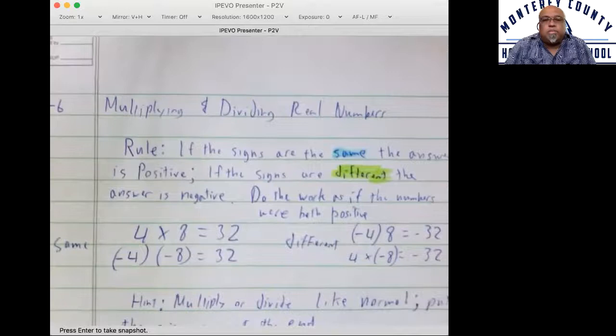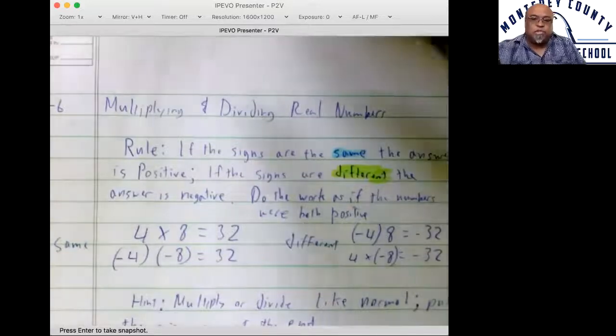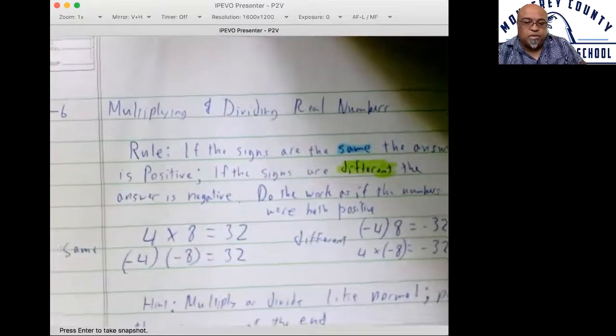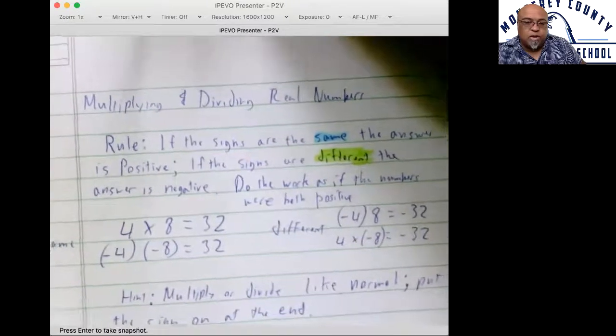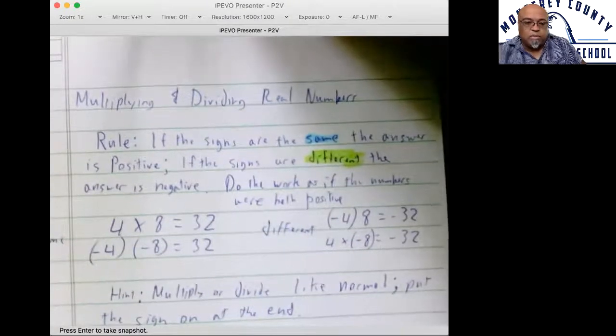So in this case, it doesn't matter. Remember with addition and subtraction, it really mattered which number was negative and which one was positive, which one has a greater absolute value. None of that is even purposeful in multiplication and division. Multiplication and division is super simple in comparison to addition and subtraction when you're talking about real numbers.